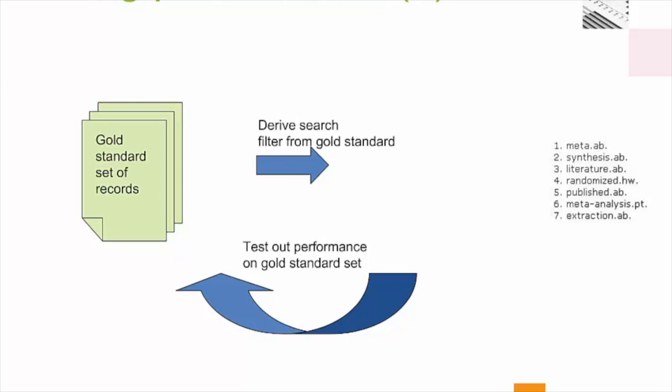So here is a gold standard set of records, and in the early days, in the second generation search filters, people would derive a search filter from this gold standard. Here's a search filter, and then they would test it out on this gold standard. And the problem with this is that because this filter was developed from this gold standard, it will perform well, because it's finding the records that we developed it from. It's a sort of a self-fulfilling prophecy.